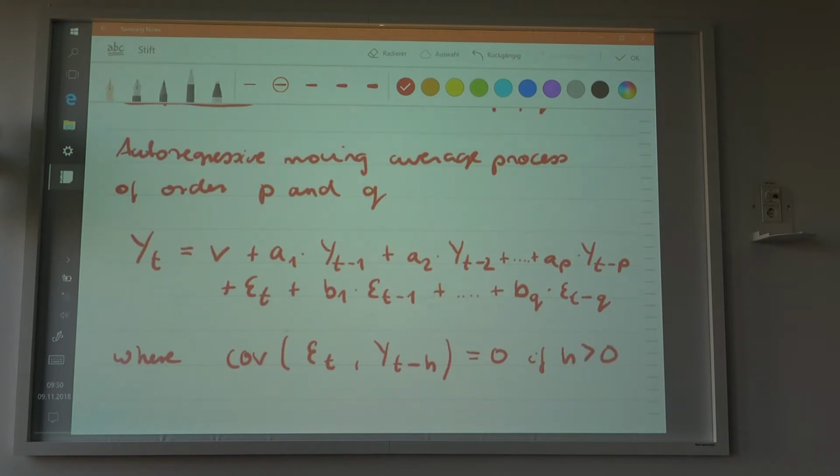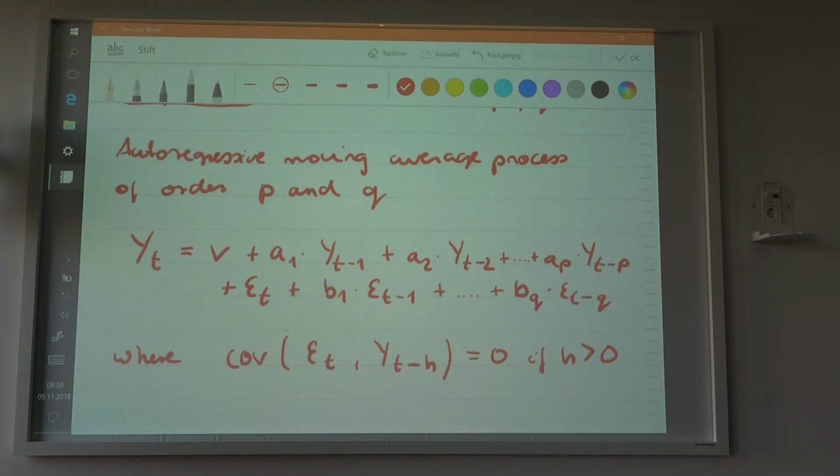So again, the current observation of the noise does not correlate with the past of the process y, and this is not true the other way around. Because here basically the past of the noise, you have that in the process. So you have the past realizations of the noise, but the current observation of the noise doesn't correlate with the past of the ARMA process. So the autoregressive moving average process, which I refer to as ARMA process or ARMA model. Does it make sense?